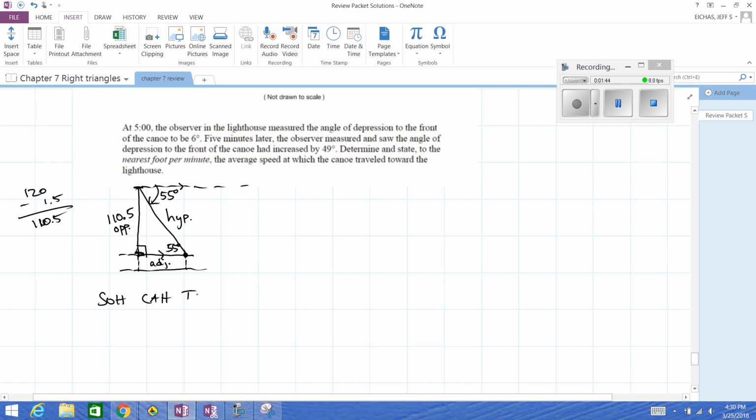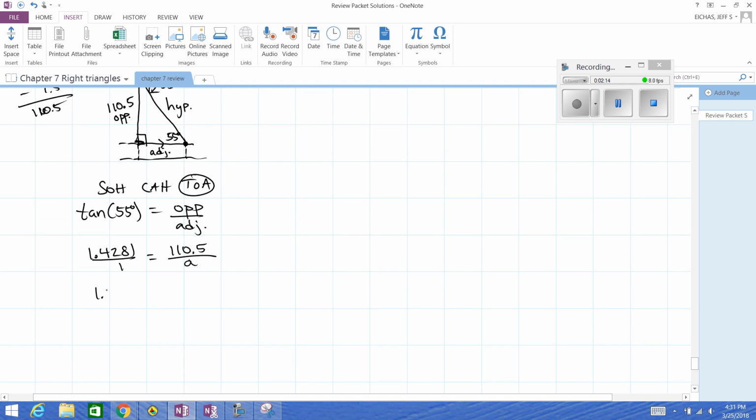You can always use law of sines, but I'm going to use sine, cosine, or tangent. In this case, I'm going to use tangent. So it's going to be tangent of 55 degrees, opposite over adjacent. Tangent of 55 is 1.4281 to 1. Now opposite is 110.5 and adjacent is, we don't know. Let's just call that A.